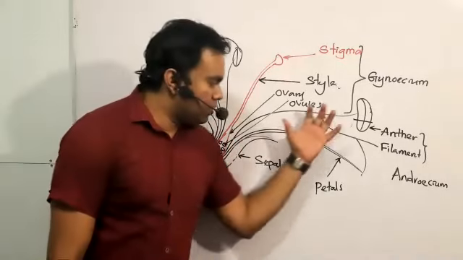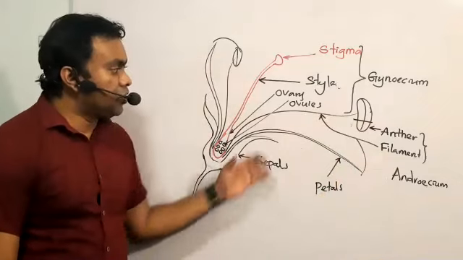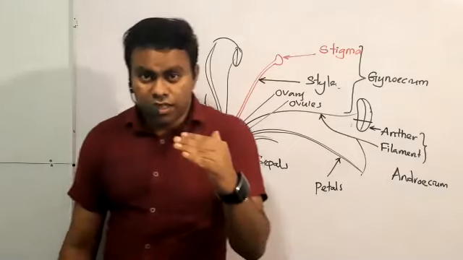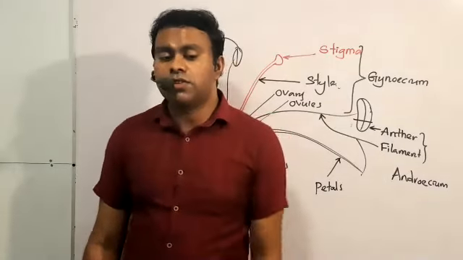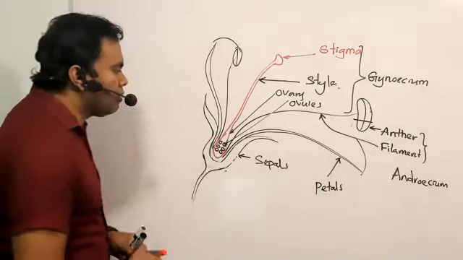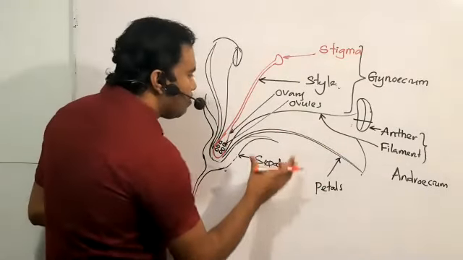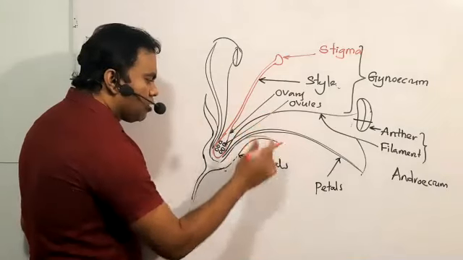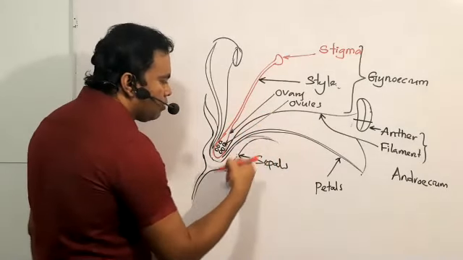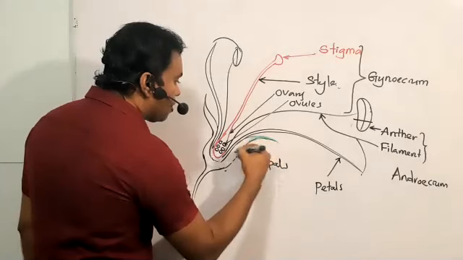Okay, sir. So last week we learned the parts of a flower. Definitely, this will appear in your exam paper. So we have to know the main functions of these main parts of the flower. What's the function of these sepals? Any volunteer can answer. Yes, it protects the inner parts of the flower.